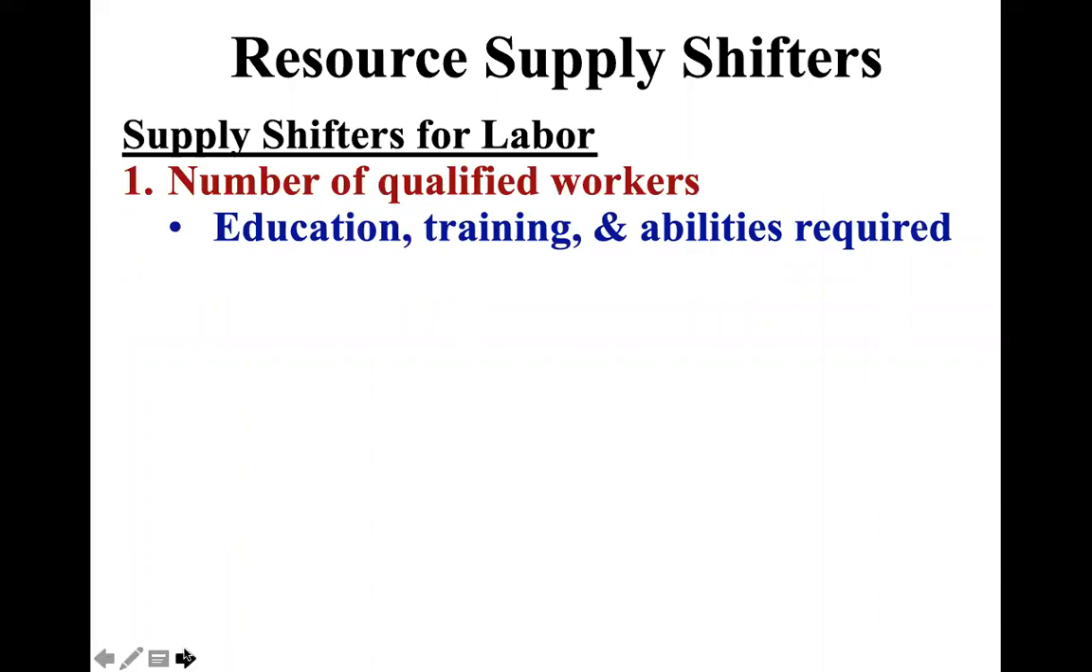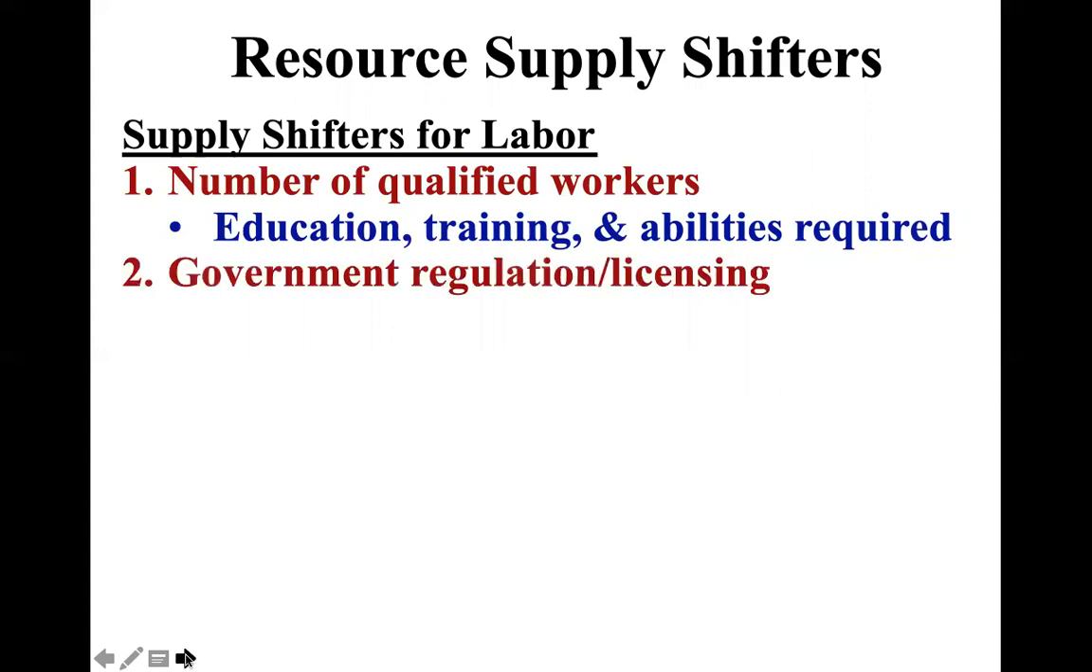So if workers get more educated or more get certified in a particular industry, that could increase the supply of labor. On the other hand, if the government adds new regulations to participate in that industry, that could decrease the supply of labor. For example, if the government required more training to become a waiter, that could decrease the supply of waiters in the market.